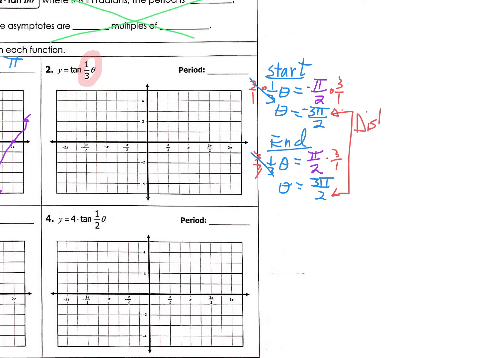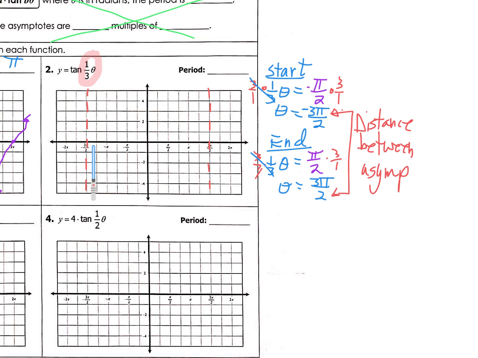Distance between asymptotes. I'm just going to abbreviate it. So we can find our period by counting. Let's go ahead and put these asymptotes on our graph. One is going to be at negative 3 pi over 2, and one is at positive 3 pi over 2. So what you're going to do to find your period is actually count this distance.